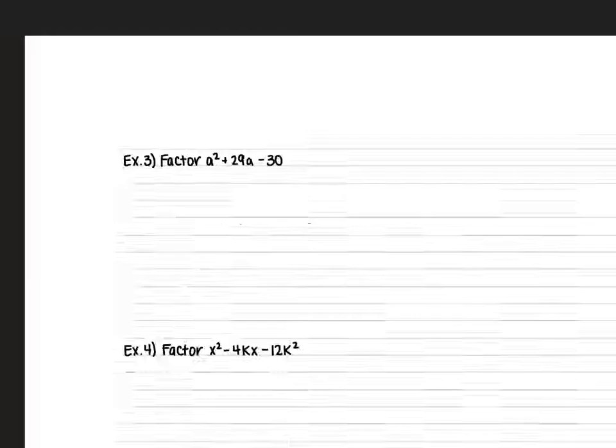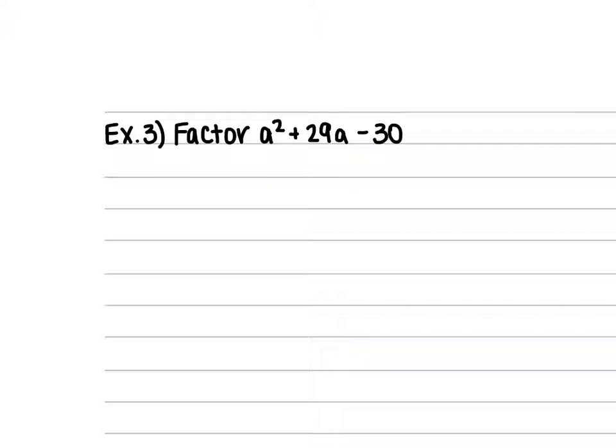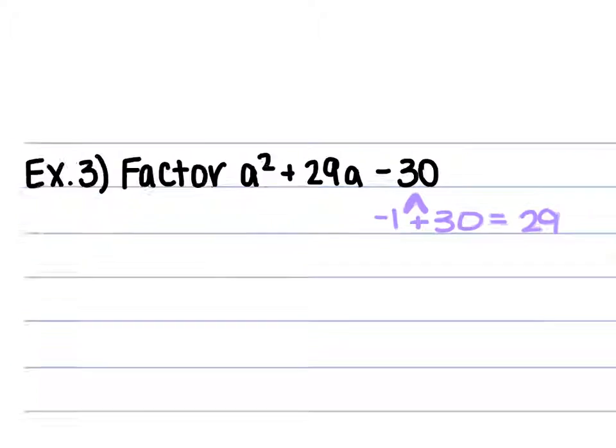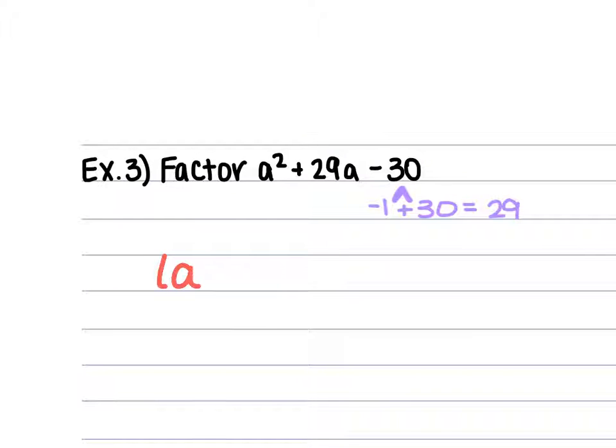For example 3, we have a squared plus 29a minus 30. So find the factors of negative 30 that add up to be a 29. We have negative 1 and positive 30 is going to give us a positive 29. So this is going to be a minus 1 times a plus 30.